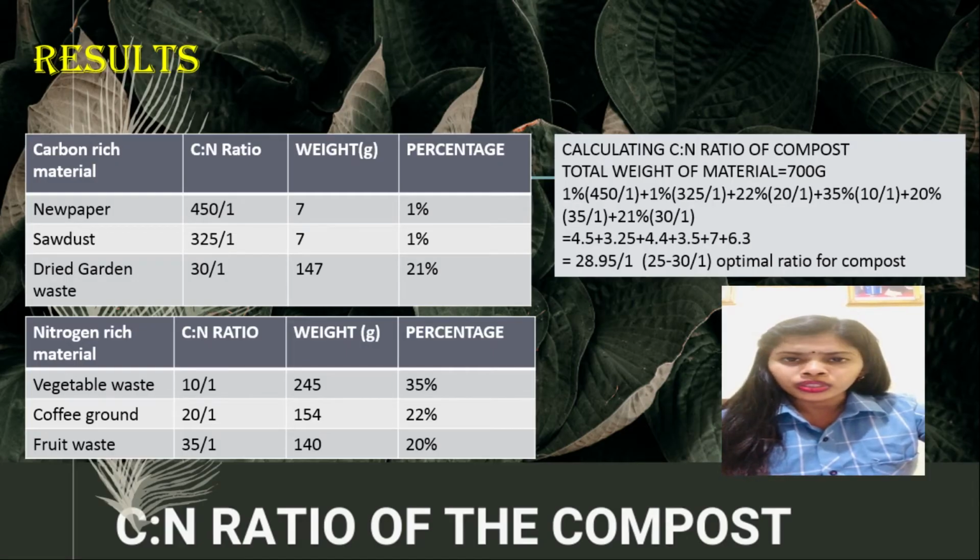To make the compost, first we have to calculate the C:N ratio of the compost. The C:N ratio should be between 25 to 30:1. For this compost, it is 28.95:1 ratio. It is an optimal ratio for the compost.